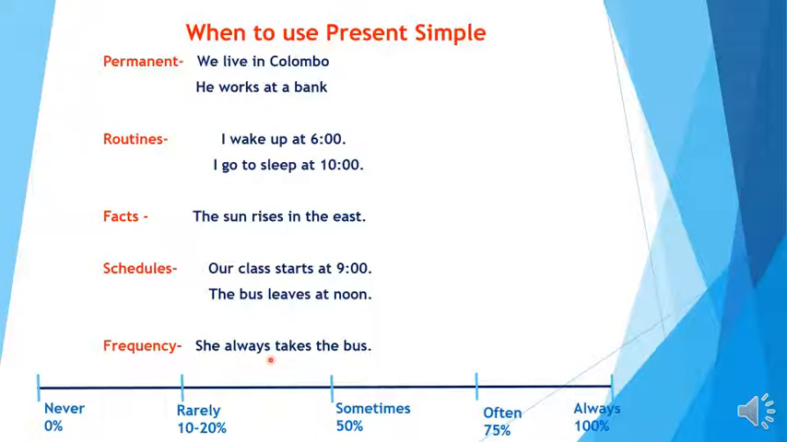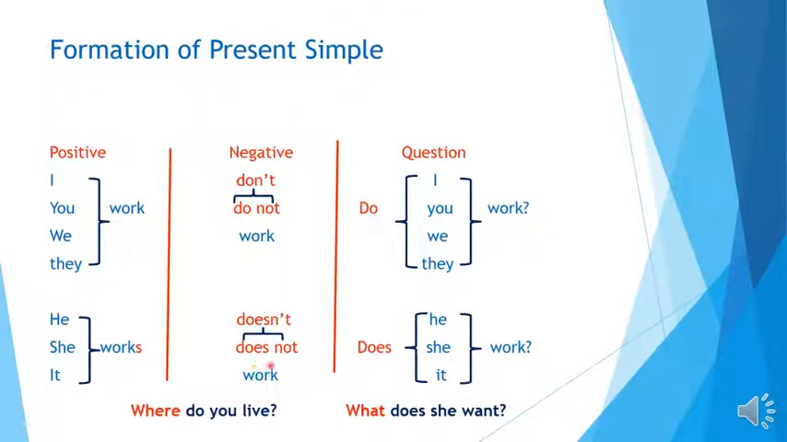Now look at the example here. She always takes a bus. So every day, every time, she takes a bus. Okay? She never takes a bus. That means she does not take a bus at all. So now you understand how we use these words when we talk about the frequency of the action. Right. There is a lot to learn about simple present. So on the screen you see 3 columns.